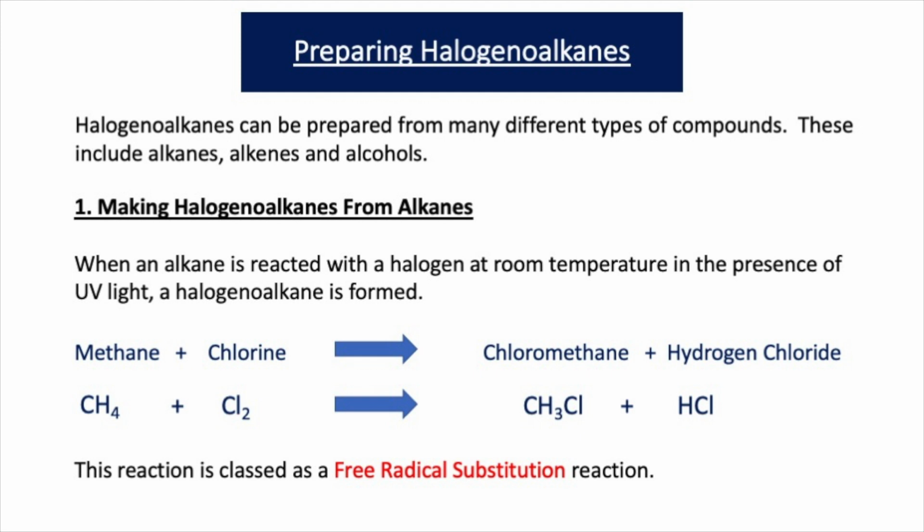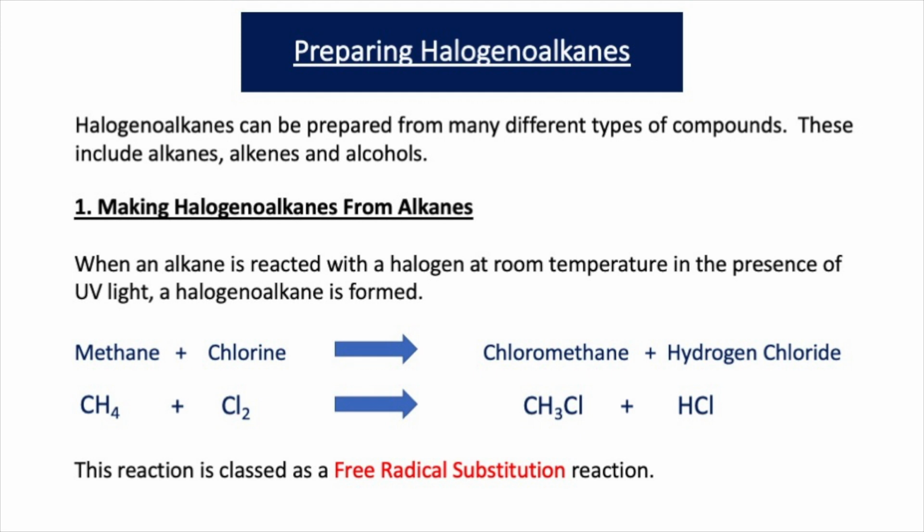If we react an alkane with a halogen at room temperature in the presence of UV light, a halogenoalkane is formed. So for example, if we react methane with chlorine in the presence of UV light at room temperature, we get chloromethane and hydrogen chloride. And this reaction is classed as a free radical substitution reaction. Now a substitution reaction involves the reactant atoms swapping to form products.